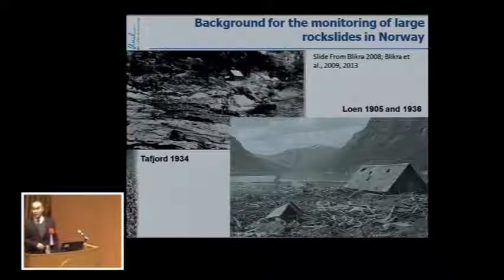Why are they concerned by such a problem in Norway? It is that in 1934, a 1 million cubic meter rock slide fell in a fjord and killed around 30 people in Tafjord. And they have also learned that in 1905 and 1936, they also had tsunamis.